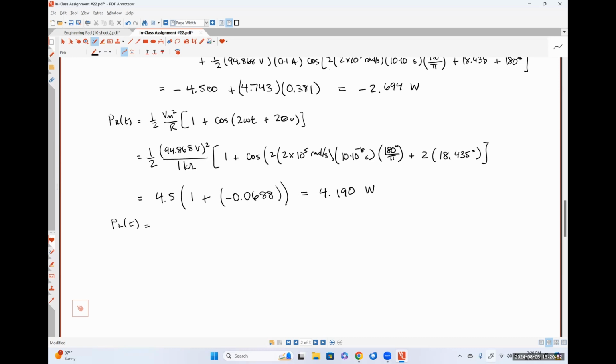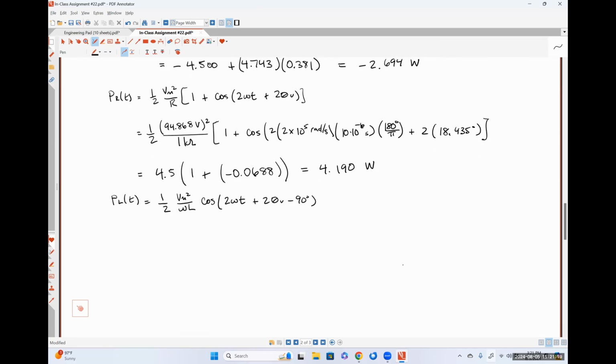It's going to be 1/2 Vm squared over omega L squared over omega L. Sorry, I was writing C there. Thank you for that. And then cosine 2 omega t plus 2 theta v minus 90 degrees. There we go. Absolutely right. That's the one that I would use as well. And once again, we have all of the information that we need to apply this equation. So it's just plug and chug.